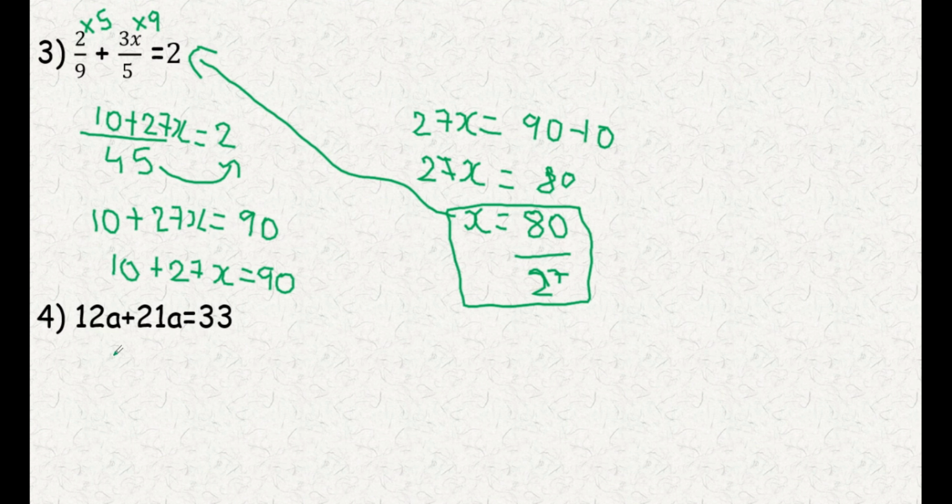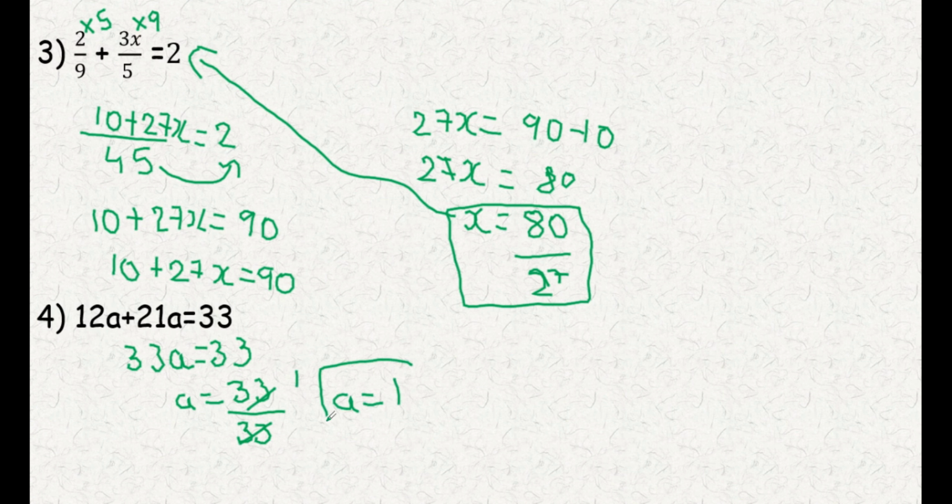Next, for the next question, 12a plus 21a is 33a is equals to 33. a is equals to 33 by 33, which is 1. Then the value of a is equals to 1.